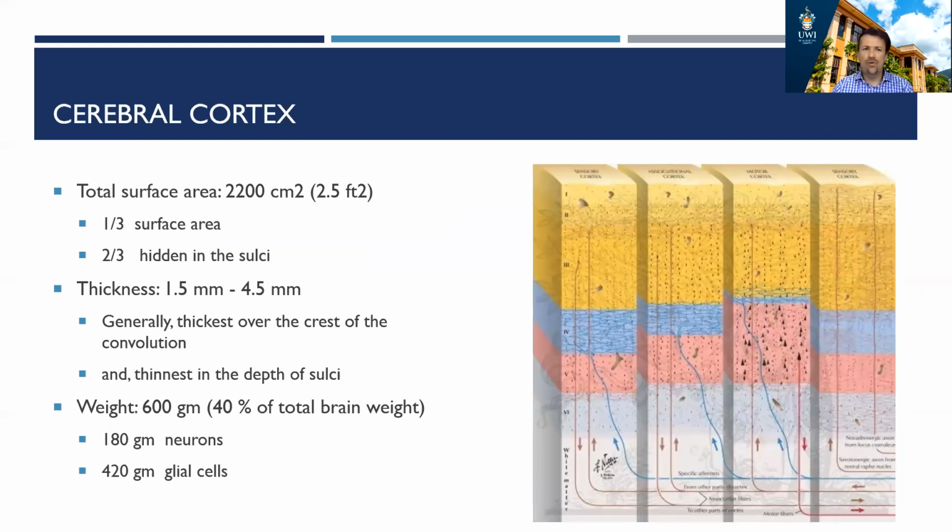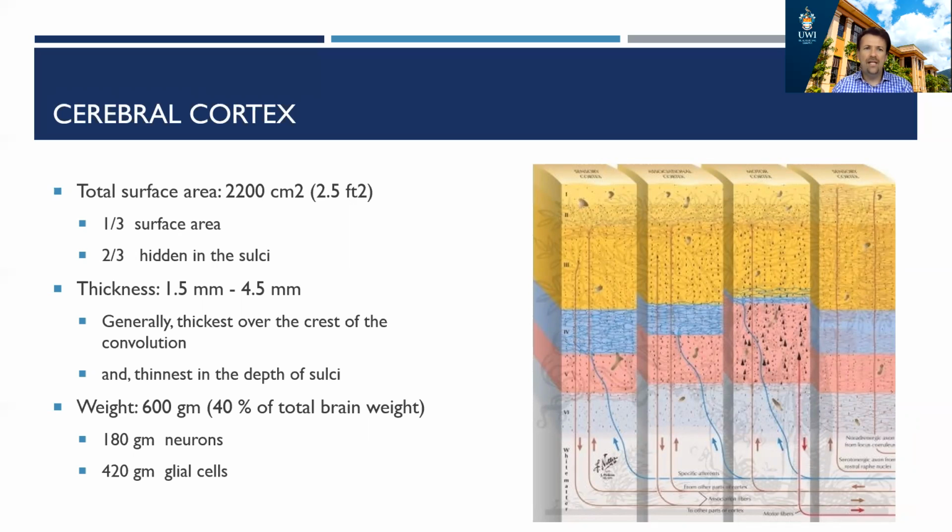Actually, it's folded so much that if you were to unfold the cerebral cortex, it would represent between 2.5 and 3 feet square. And you can just imagine what your head would have to look like, what your skull would have to look like, if that folding did not take place. That folding allows 1/3 of your brain to be on the surface area, but it allows 2/3 of that surface to be folded and hidden within the grooves of the brain.